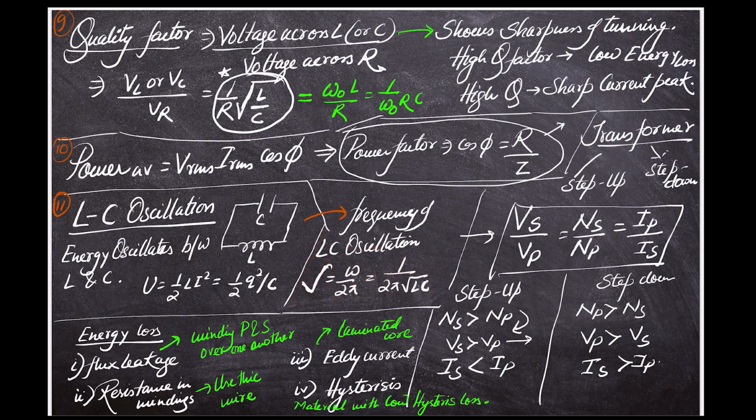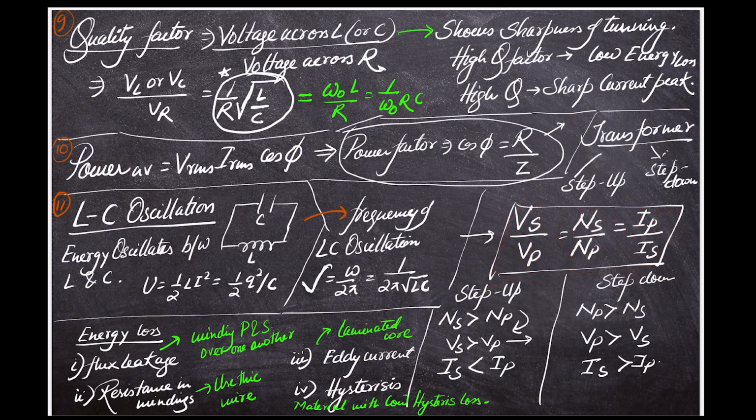That's it. Now, next, what is a transformer? A transformer is a device to step up or step down the voltage. Step up means increase the voltage, step down means decrease the voltage. Now, this formula: voltage in secondary divided by voltage in primary is equal to the number of turns in secondary by the number of turns in primary, and that is equal to current in primary by current in secondary.